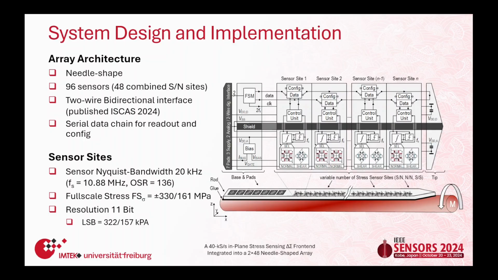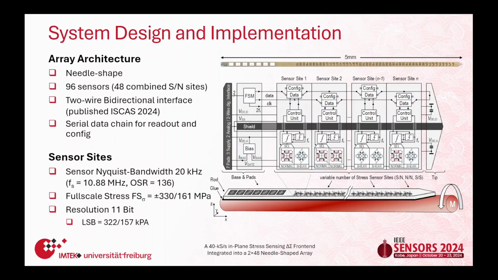Full-scale values for shear stress is 330 megapascal, whereas we have 161 megapascal for normal stress differences, and all at a resolution of 11-bit. So let me show you now a chip micrograph of the array we implemented.